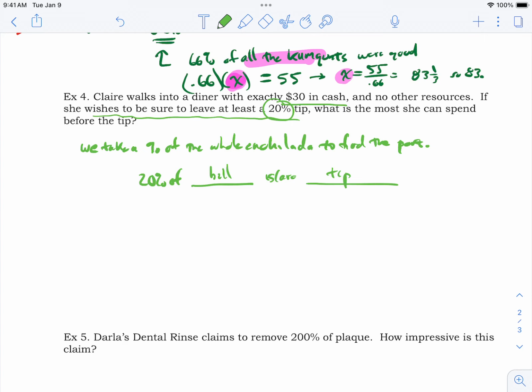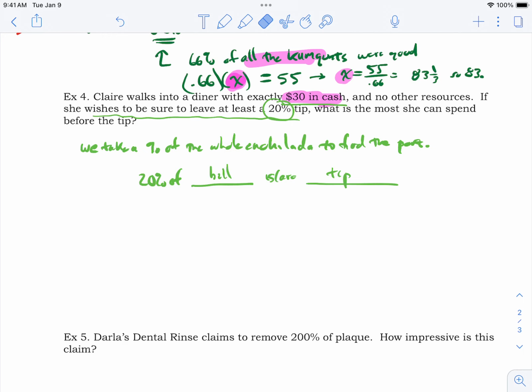Cool. So let's grab that $30 number now. Where does $30 go? Well, that's not the bill. That's how much she's going to pay altogether. It's not the tip. It's how much she's going to pay altogether, right? It's how much she's got to pay. It's not the bill. It's not the tip. That equation, by itself anyway, is not going to do us any good.